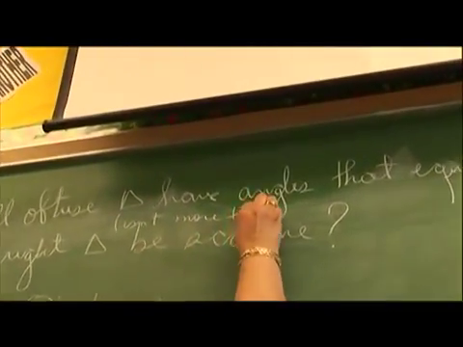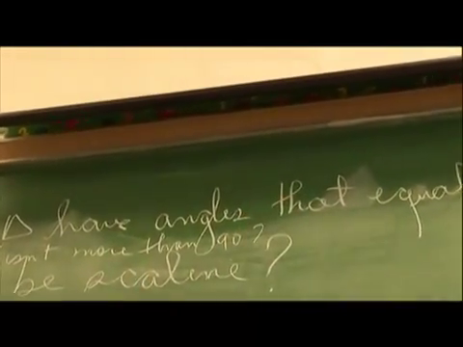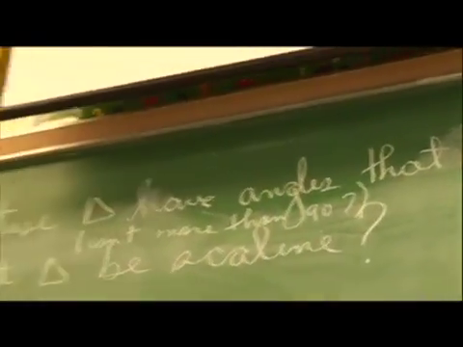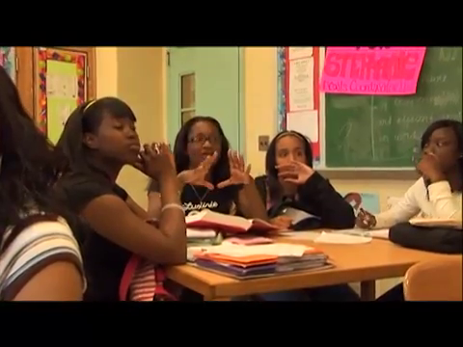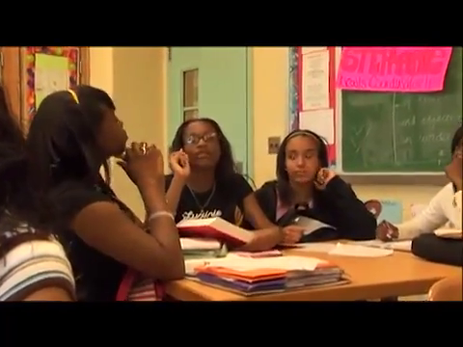Miss Fallon, can I say something? Give me a second. Yes. Obtuse triangles, what I wrote up there is wrong, first of all. Obtuse triangles only have one obtuse angle, and that's what makes them an obtuse triangle. The other two angles within the triangle have to be less than 90 degrees.